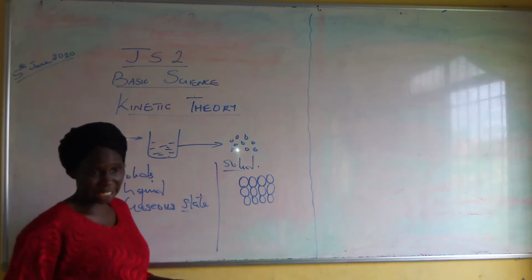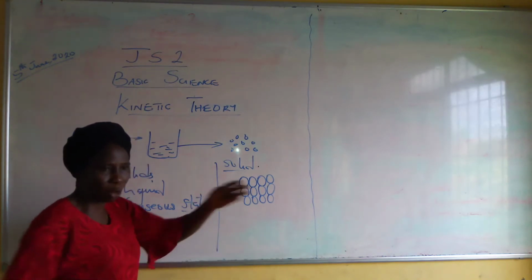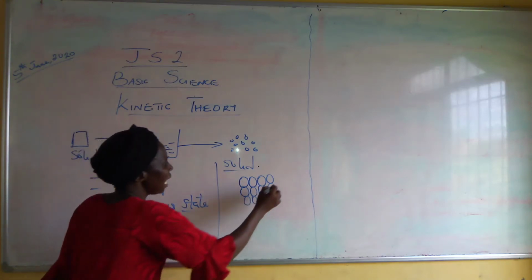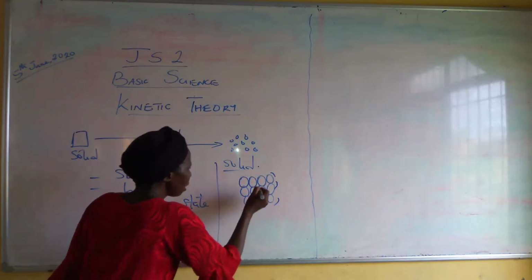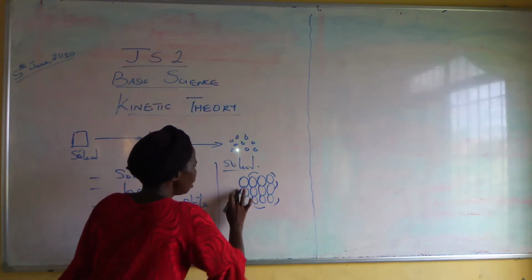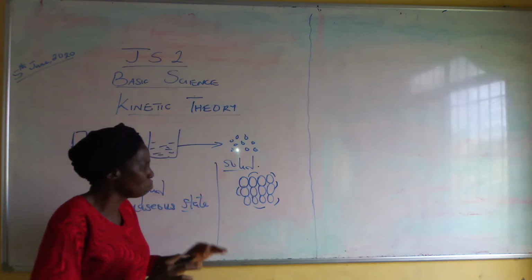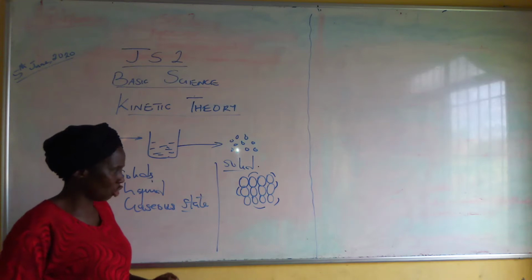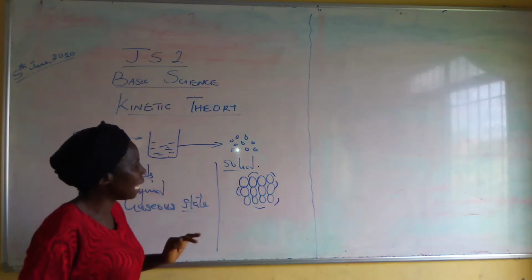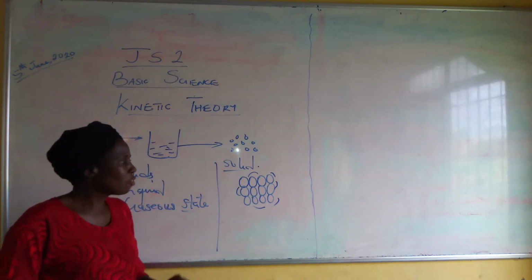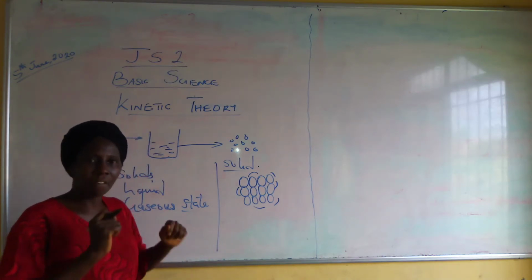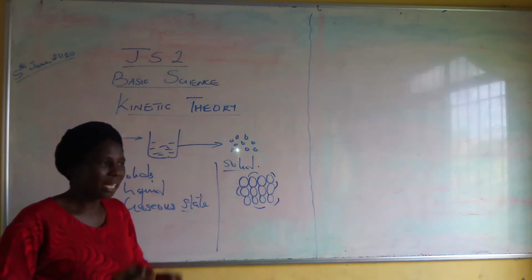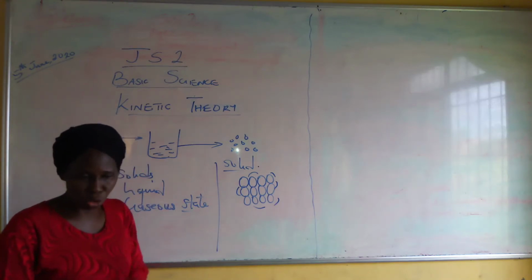What do we mean by to translate? It means they are not free to move about from one place to another. Because of this, there is less kinetic energy between the particles. The kinetic energy is so small. The particles possess less kinetic energy. And because of this, solids have definite shape, definite volume, and are so difficult to compress.